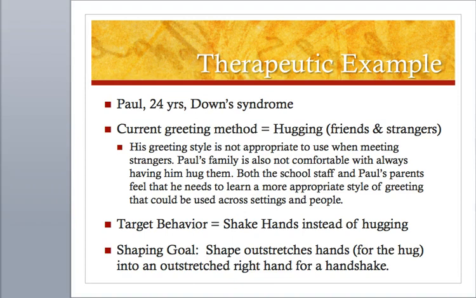And so the shaping goal was to shape the outstretching of his right hand, instead of both hands for a hug. So he would put both hands out for a hug, and they wanted to reduce his left hand being extended and focus on his outstretched right hand for a handshake. So they were going to take this behavior of putting his arms out to ask for a hug and change it into the extension of one arm, not two, to request a handshake.